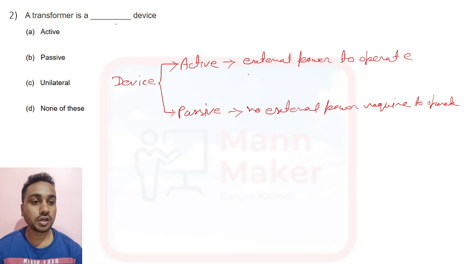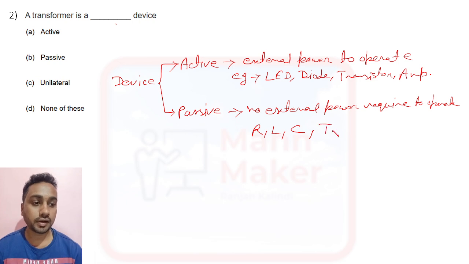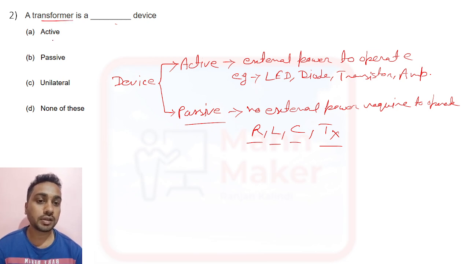Active devices are like LEDs, diode, transistor, amplifier. These are examples of active devices. Passive devices are L, C and transformer. Resistor, inductance, capacitor and transformer are passive elements or passive devices. So here the transformer is a passive device. Option B will be the right answer.